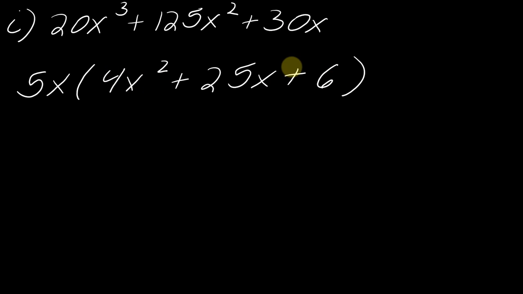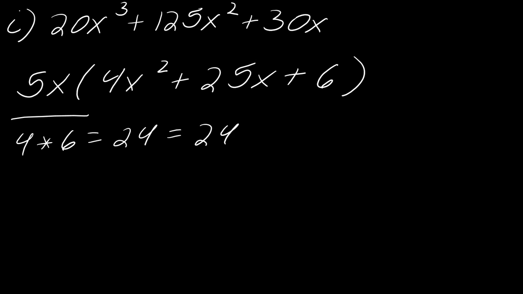Okay, so now let's see. I need to figure out how to factor this inside part. So why don't we do the AC method here. So 4 times 6 is 24. So this one's actually not too bad to figure out. If I take 24 times 1, then 24 plus 1 will equal 25. So that's that middle term that I'm looking for. Boom. So I can break that up.